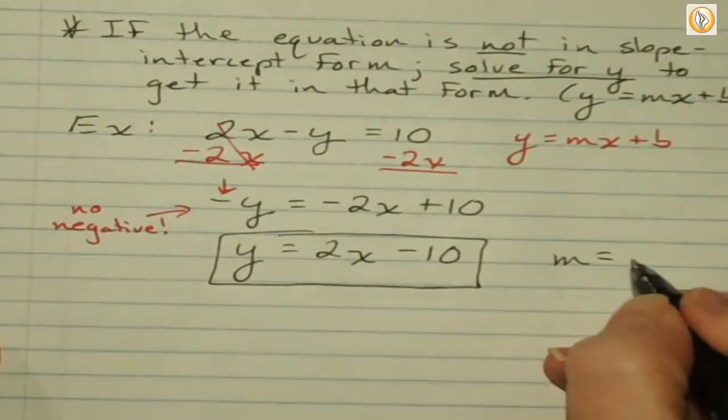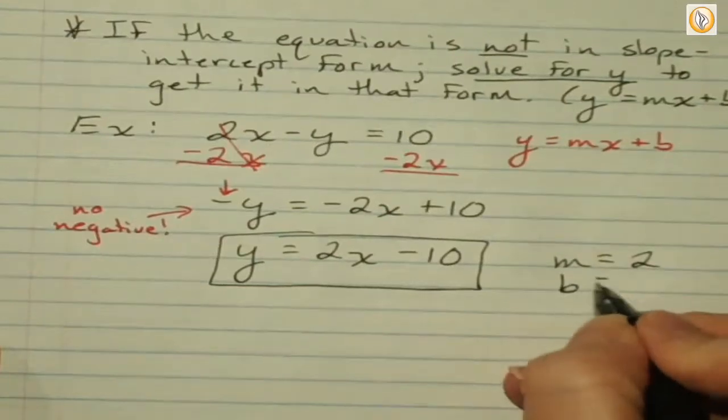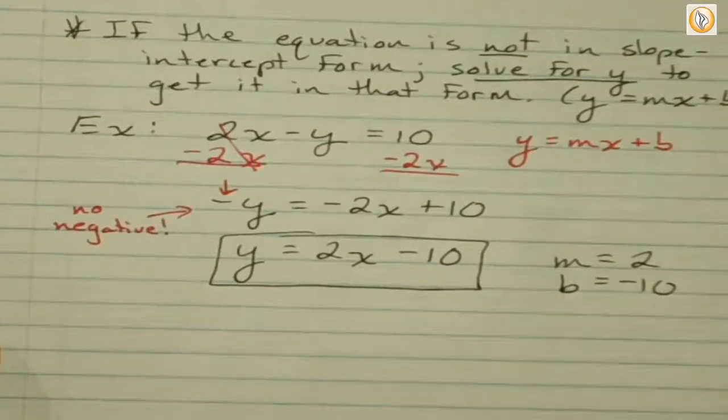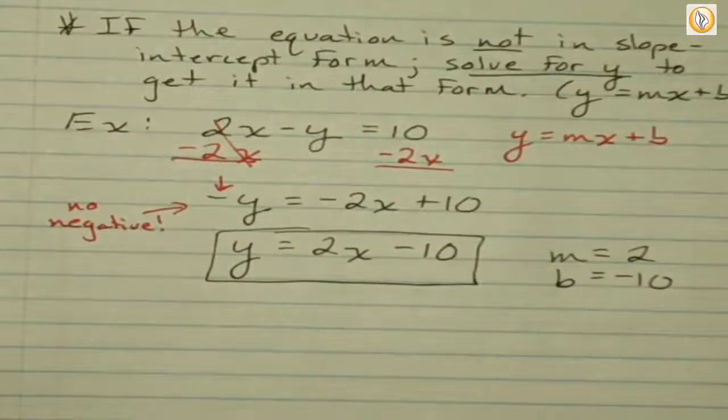Real quickly, before it's time to go, what's the slope? Joseph? Negative 10. Oh, wait, no, it's negative 2. Positive 2. All right. And what's the y-intercept? Negative 10. Okay, this is part 1. We'll continue this after lunch.